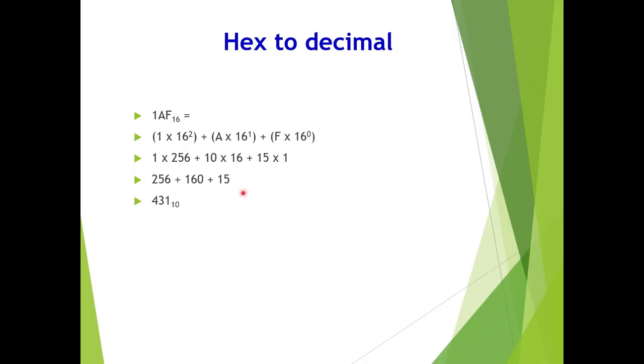Similarly, we can have another example. 1AF means 1 into 16 power 2 plus A, which means 10, 10 into 16 power 1, F means 15, 15 into 16 power 0. That is 15 into 1 plus 10 into 16 plus 1 into 256. So 256 plus 160 plus 15, that is 431.